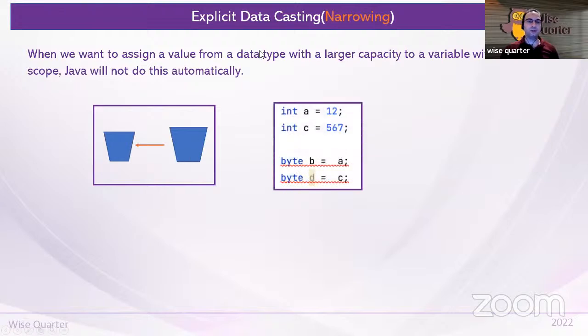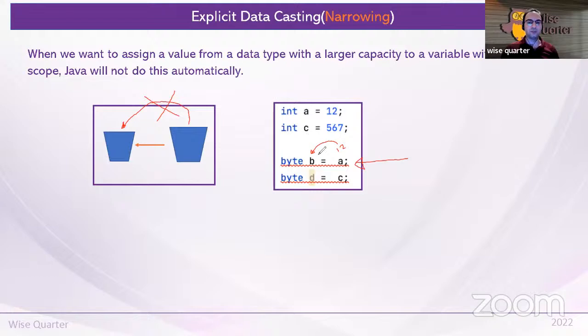What happens if I try to narrow the capacity? Integer a is 12. I'm trying to assign 12 to a byte, which can store up to 128. But still, Java will complain without checking the value of a. It will see it like this: hey, you are trying to assign an integer, which has a wider capacity, to a byte, which has narrow capacity. Java will complain here.